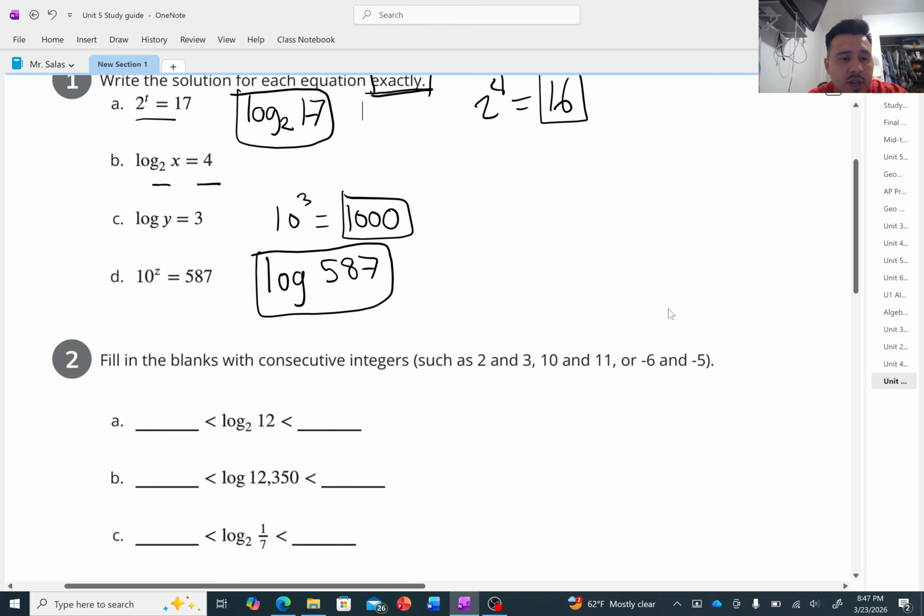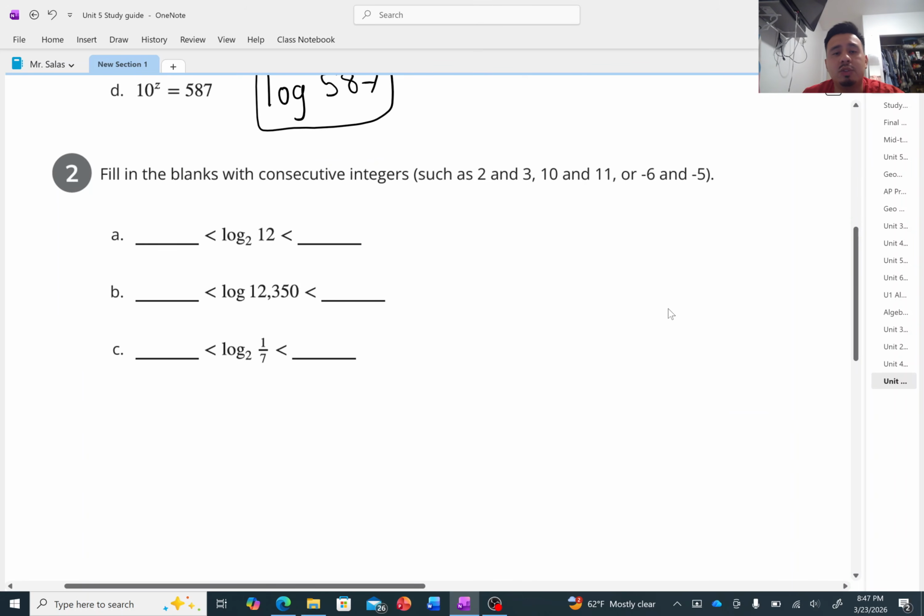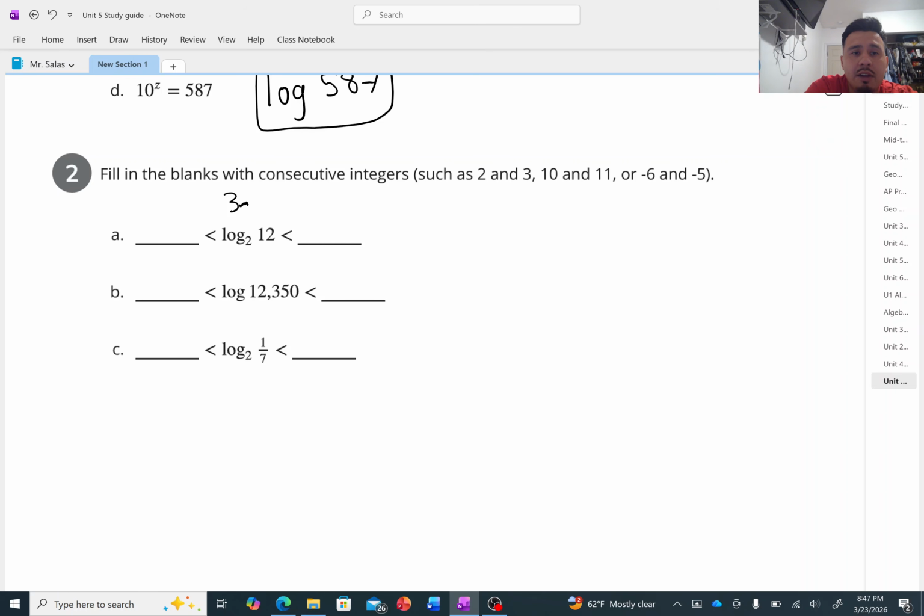Let's go straight into the second one. Let's not lose any time here. We're looking at log base 2 of 12. I type log base 2 of 12 into the calculator and I get 3.584. By the way, on your calculator, how can you type in a log base?